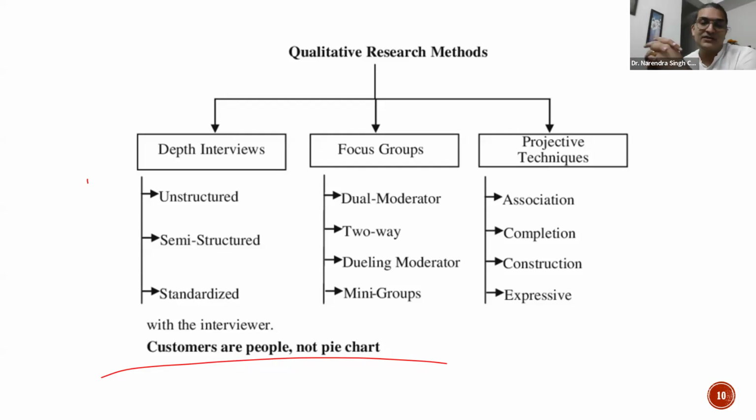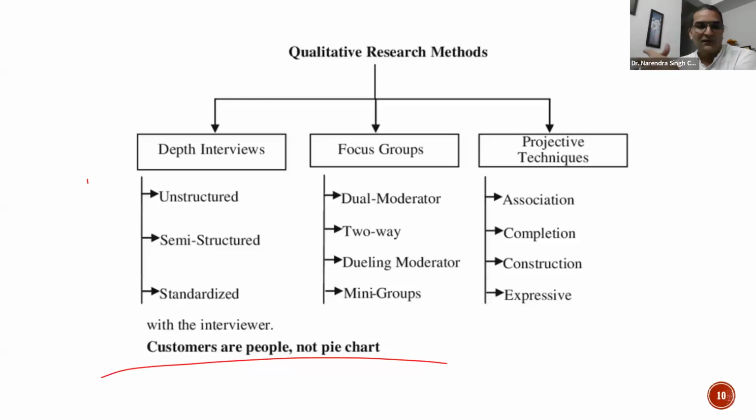Projective techniques are there: association, completion, construction, expressive. These are the projective techniques that are generally used. Psychometric tests are also at times used to understand the psychology of the person, especially during recruitments, where we largely use them.